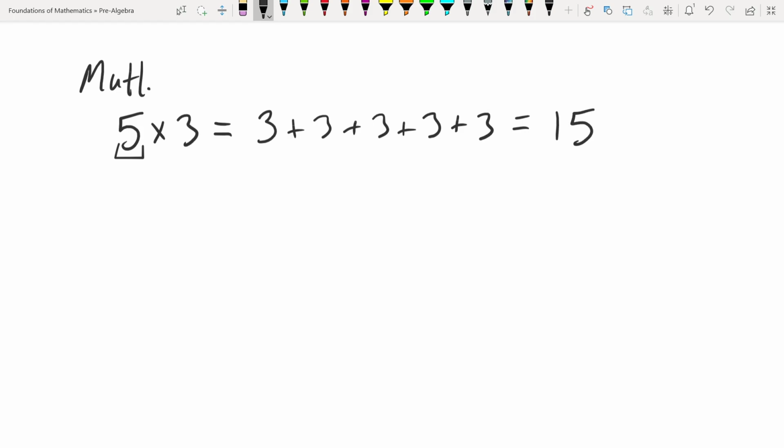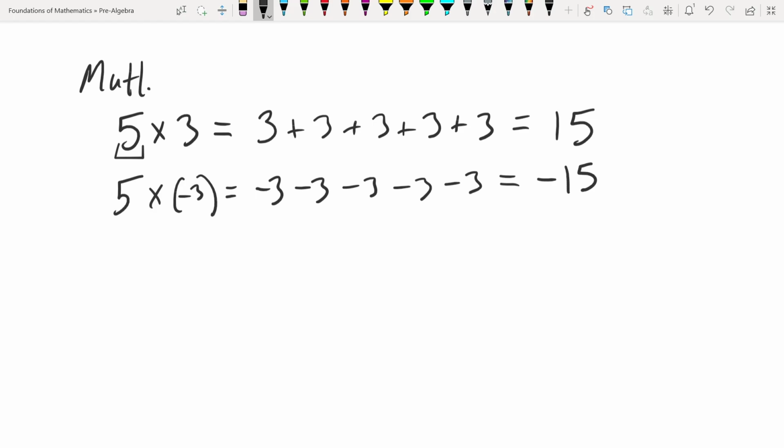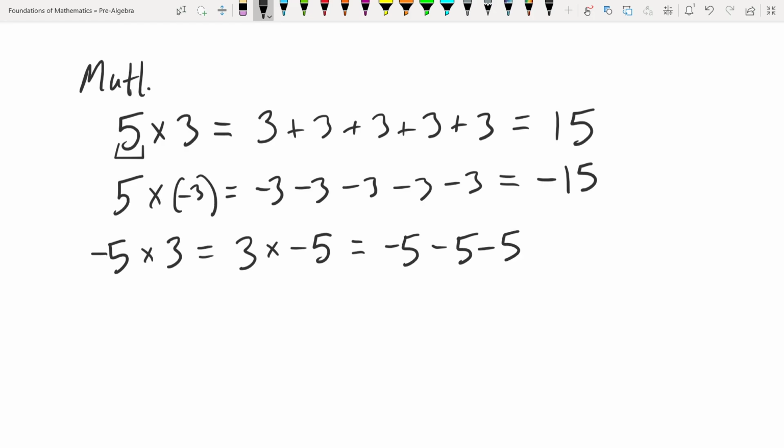So using the same idea, 5 groups of negative 3, or 5 times negative 3, is the same thing. You can do plus and minus, that's the same thing as what I'm writing here. And adding these all up gives us negative 15. And also, if we have negative 5 times 3, we can use the commutative property of multiplication to make this 3 times negative 5. And this is just 3 groups of negative 5. And you see here we have negative 15.